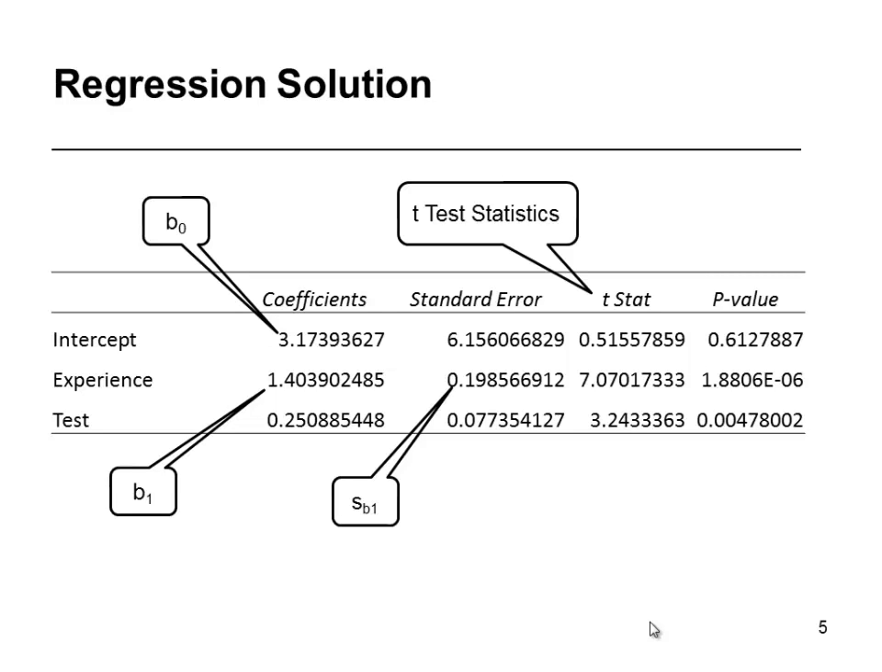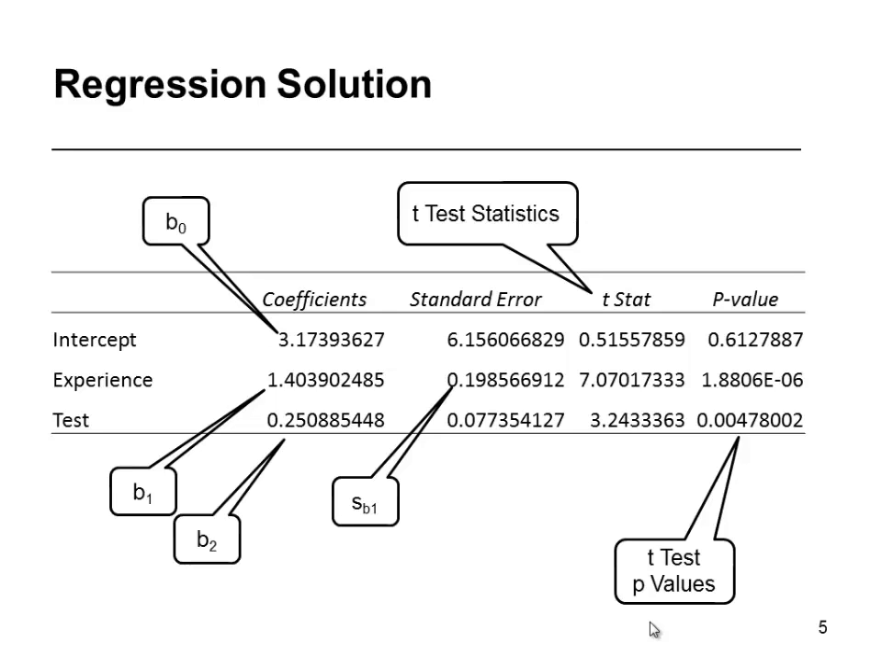We have our t-test statistics for all three independent values in this column, and we have our t-test p-values for each independent value here as well. Notice that the intercept has a very large p-value. The intercept is not judged significant based on this information.